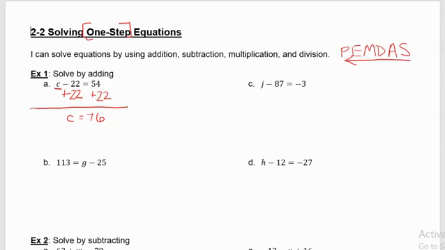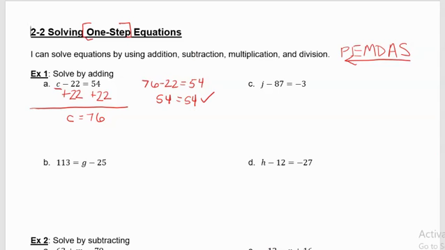Now, I like to go back through and check my answers by plugging C back in. So I get C equals 76. Well, if I plug it back in, 76 minus 22, does that give me 54? Well, 76 minus 22 is 54, so I get 54 equals 54. So yes, 76 is my answer.